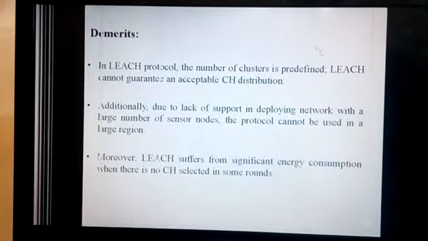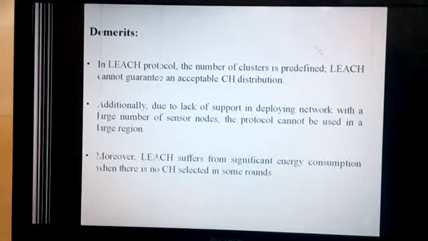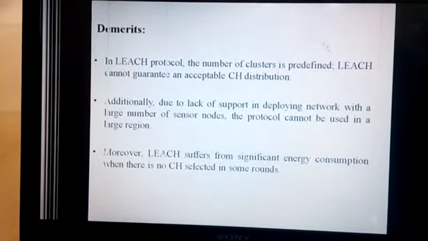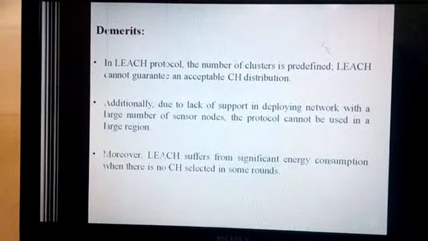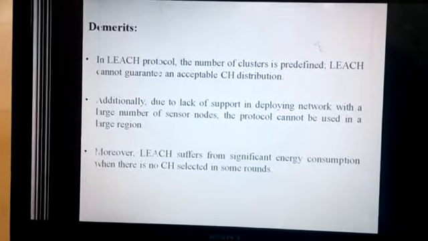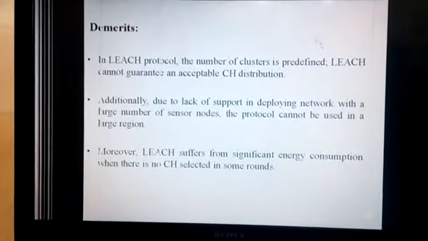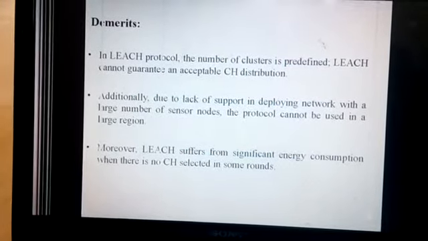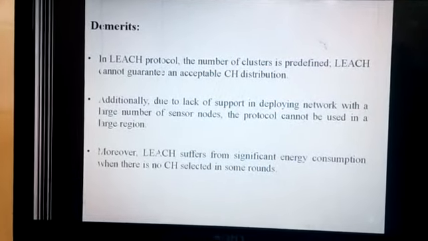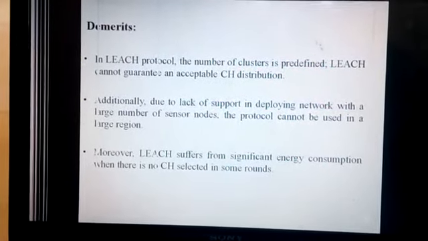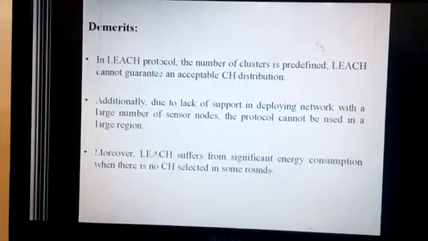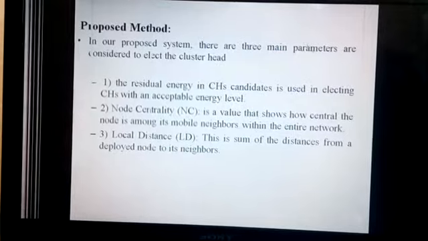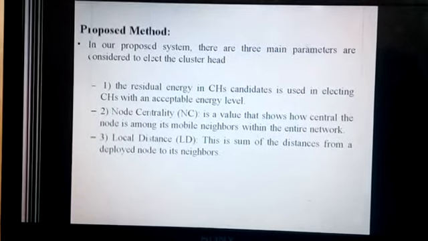The demerits of the LEACH protocol: the main demerit is that it does not guarantee an acceptable cluster head distribution. Due to lack of support in deploying a network with a large number of sensor nodes, the protocol cannot be used in a large region. So LEACH suffers from significant energy consumption when no CH is selected in some rounds. It is the major drawback of the LEACH protocol. By this, the WSN does not have high efficiency. So we go for the CHEF protocol. CHEF protocol means cluster head election using fuzzy-based logic.